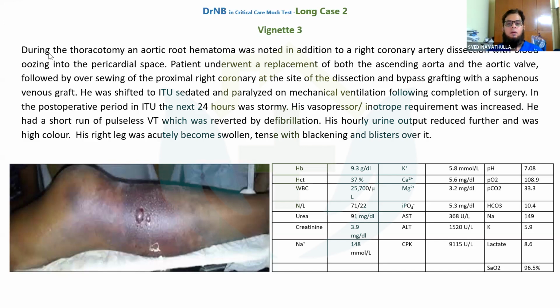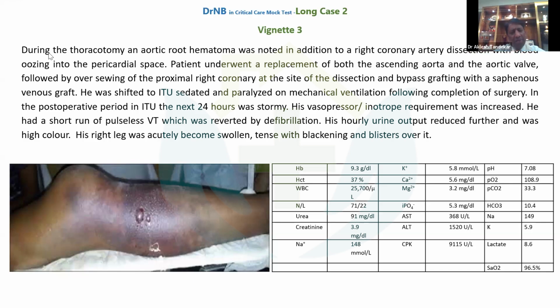hypocalcemia, hyperkalemia, and elevated liver enzymes, AST, high CPK going with rhabdomyolysis. Blood gas is consistent with metabolic acidosis, mixed respiratory and metabolic acidosis, with very high lactic acid. So my diagnosis would be compartment syndrome with rhabdomyolysis, sir.